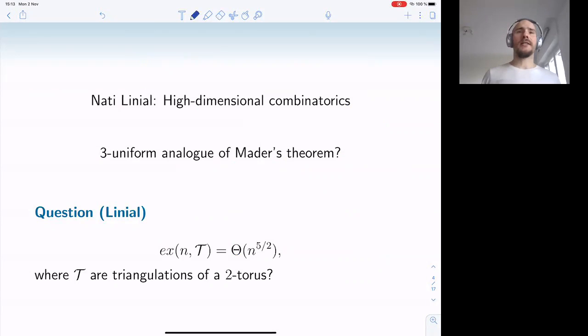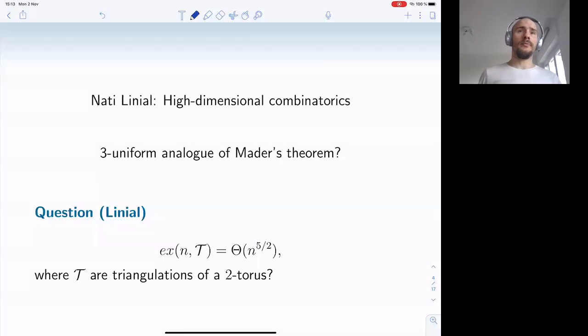What he says is that in some sense, most of the combinatorial results are one-dimensional in nature, as graphs are one-dimensional objects. Many other results are one-dimensional, and he was suggesting to explore different higher-dimensional analogs of these results. One of the steps in that direction that he mentioned on several occasions in his talks is a three-uniform analog of Mader's theorem.